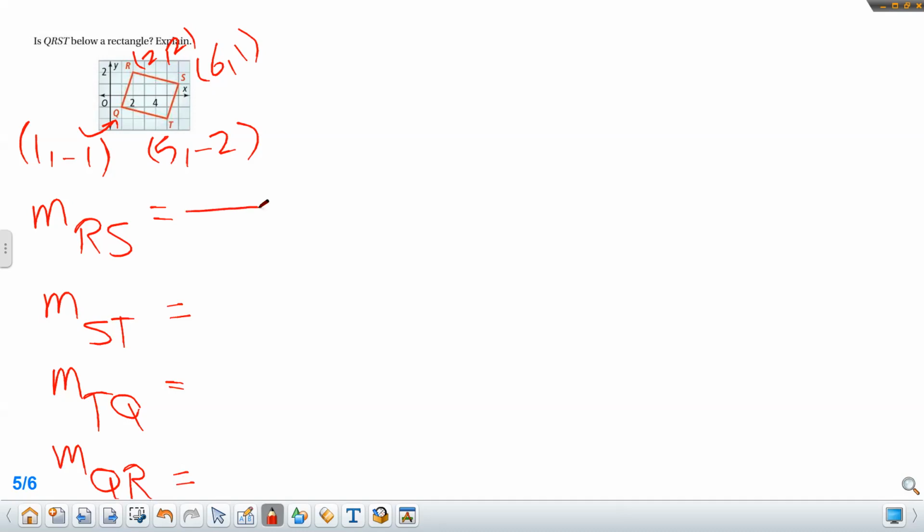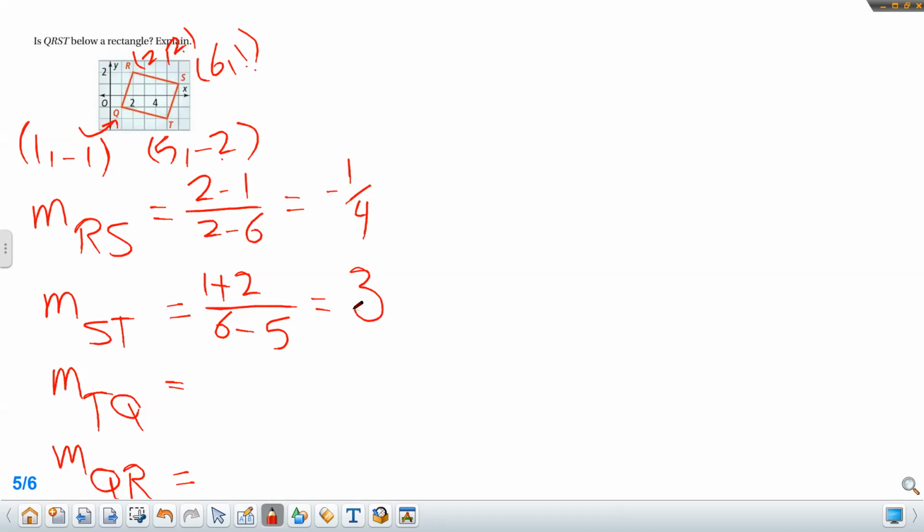So the slope of RS is 2 minus 1 over 2 minus 6. It will be -1 over 4. But the slope of ST is 1 minus -2, which is plus 2, over 6 minus 5, so it will be 3.